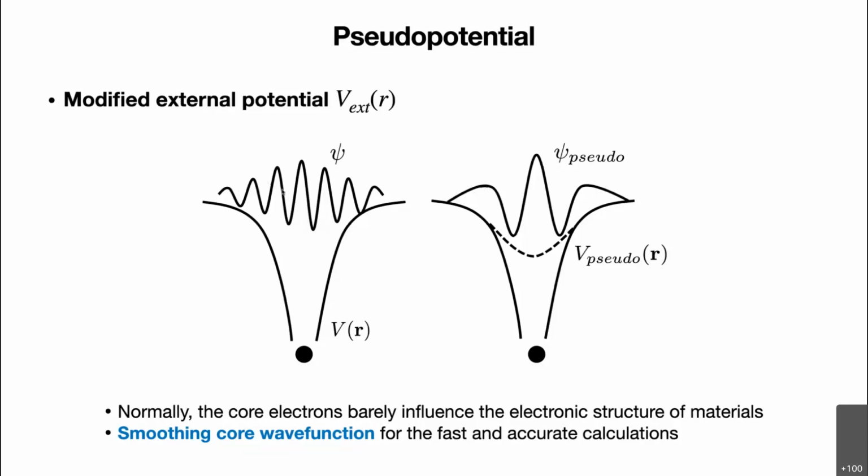To describe this short wavelength region, we need many basis functions. That means our computation time increases. But by smoothing this core part, the calculation becomes much faster, while still guaranteeing accuracy. So the pseudo potential is also a very important technique in DFT calculations.